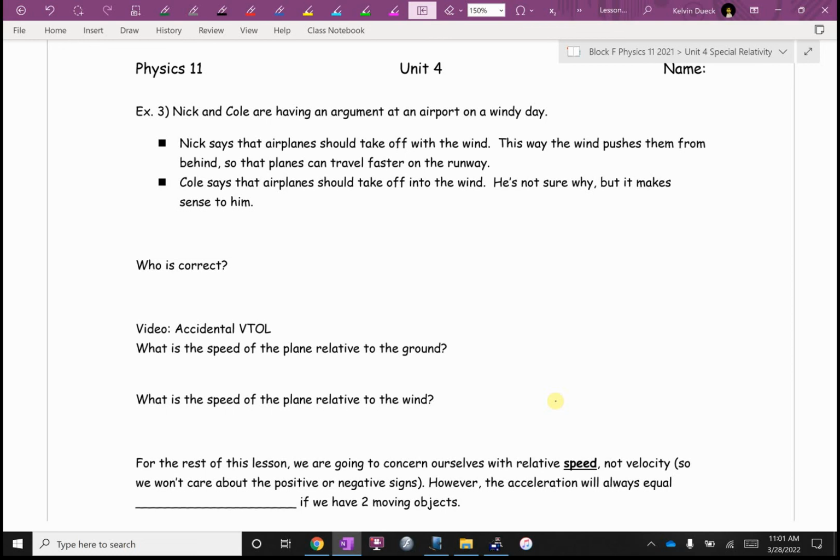First of all, the way an airplane flies, it needs a certain speed through the air. If you're facing into the wind and the wind is blowing, let's say at 10 meters per second, that means while your plane is at rest, it's already traveling at 10 meters per second through the air. So you only have to reach a certain ground speed and you'll be able to lift off even sooner because you're already going 10 meters per second while at rest. So who is correct? Absolutely, Cole is.